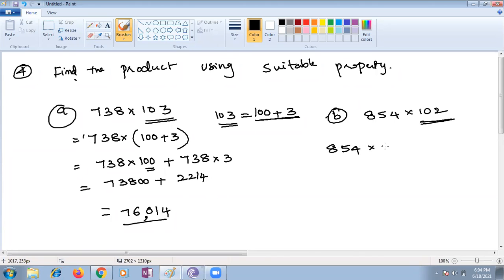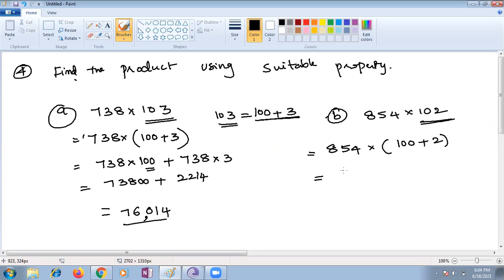Yes, 100 plus 2. Can I use bracket 100 plus 2? Shall I write it as 100 plus 2? Yes, ma'am. Now, who is the mother? Who are the children? The mother is 854, ma'am. Children are 102, ma'am. Can you please tell the next step?